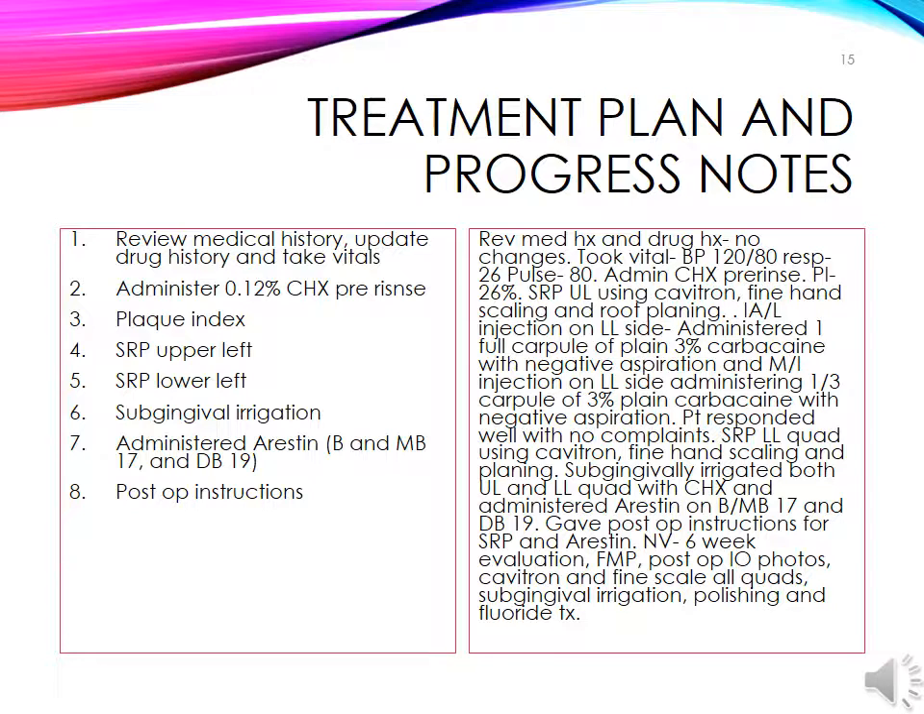Next visit will be 6-week evaluation, full mouth probing, post-operative intraoral photos, Cavitron and fine hand scale all quads, subgingival irrigation, polishing, and fluoride treatment.